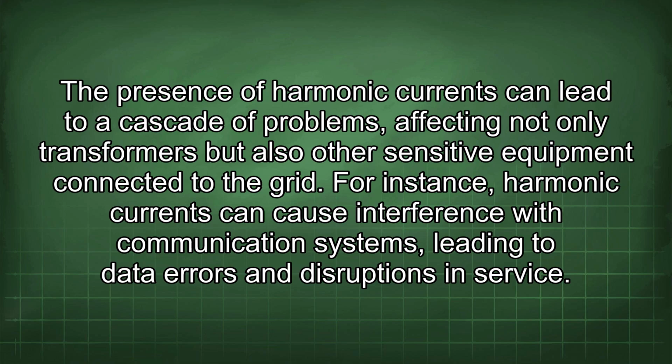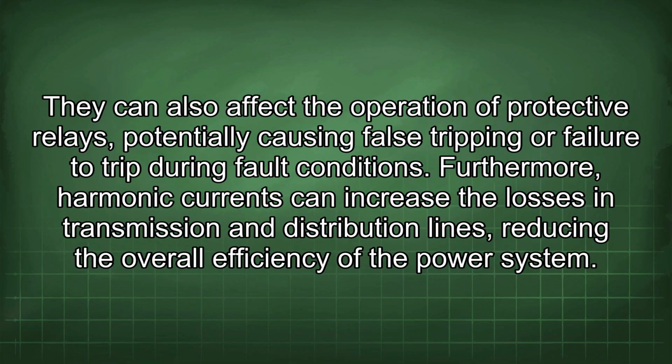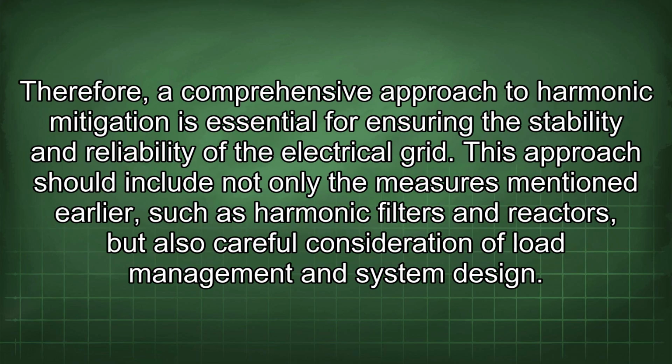For instance, harmonic currents can cause interference with communication systems, leading to data errors and disruptions in service. It can also affect the operation of protective relays, potentially causing false tripping or failure to trip during fault conditions. Furthermore, harmonic currents can increase the losses in transmission and distribution lines, reducing the overall efficiency of the power system. Therefore, a comprehensive approach to harmonic mitigation is essential for ensuring the stability and reliability of the electrical grid.